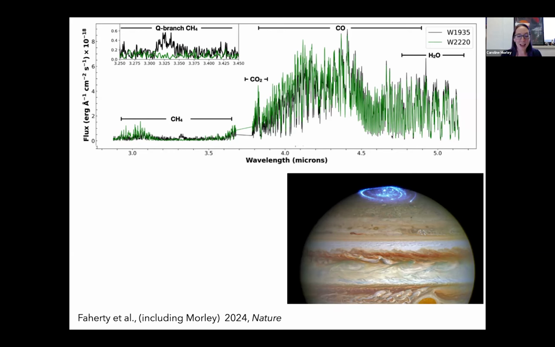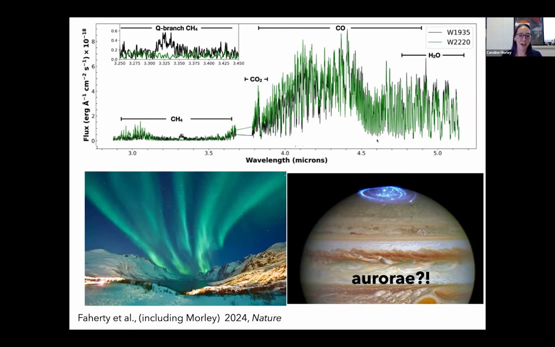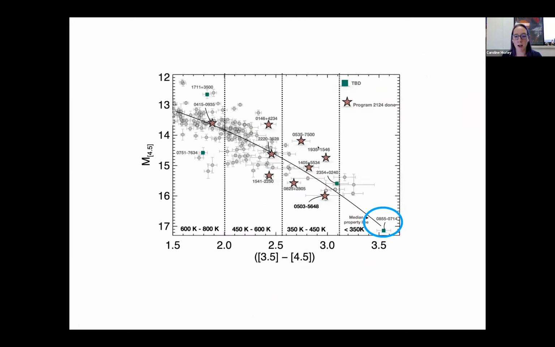And so we're really excited about this. We're asking for more time with JWST to follow it up and really figure this out. But we think that this might be one of the first times we've been able to see aurorae outside of our own solar system. Okay, I'm going to tell you about one more of our really cool white dwarfs.